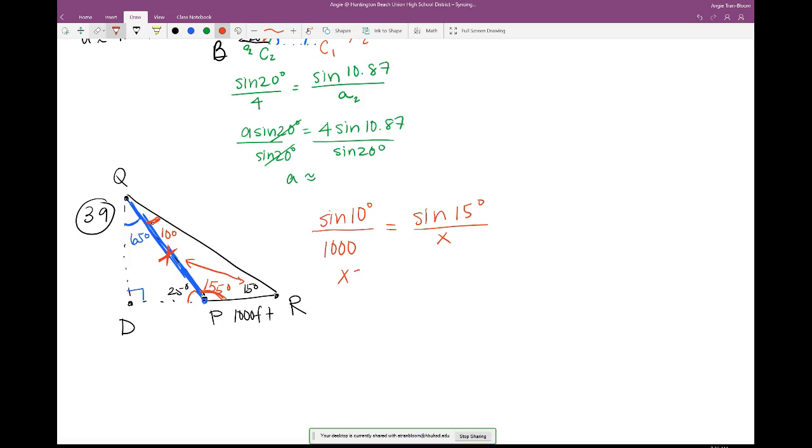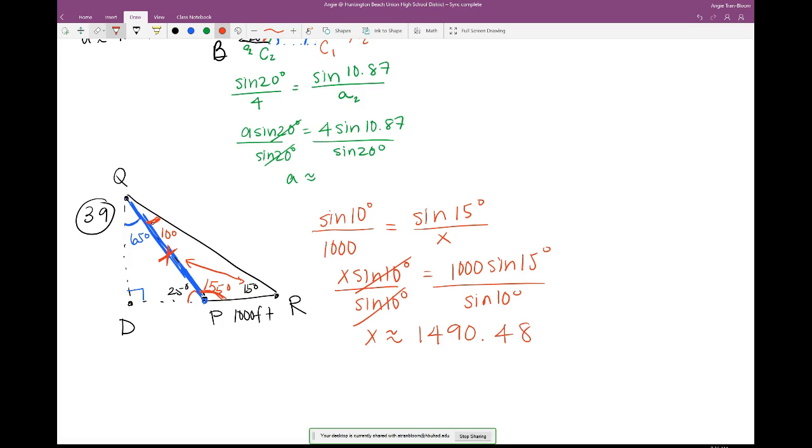Cross multiply. X times sine of 10 degrees equals 1,000 times sine of 15 degrees. Divide both sides by sine of 10 degrees. Make sure you're in degree mode. All right, get out your calculator. X is about 1,490.48, and the unit of measurement for this problem is feet. Does that look right? Okay.